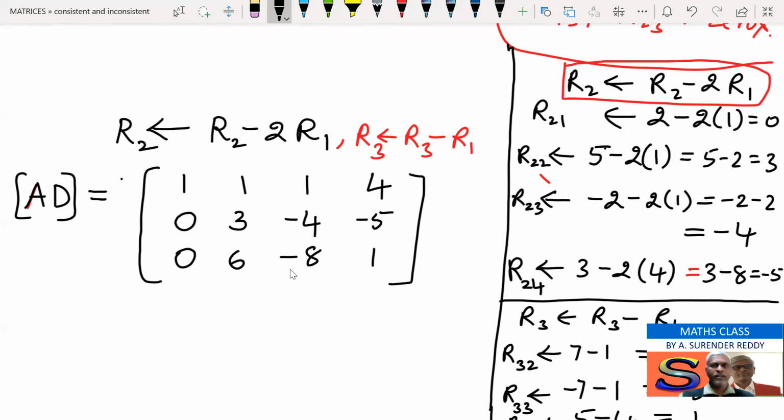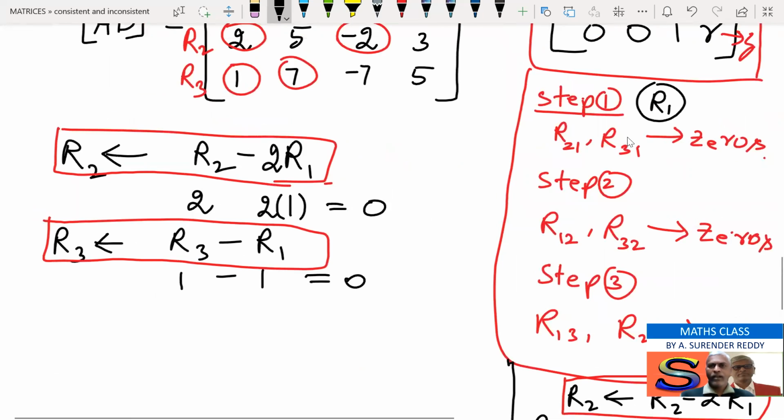This is the first step. In first step, we have to convert the second row first element and third row first element into zeros by taking the appropriate row transformations. So in this first step, we are making use of R1, and R1 is not going to change. We are keeping R1 as it is, and making use of R1, we are converting these two into zeros.